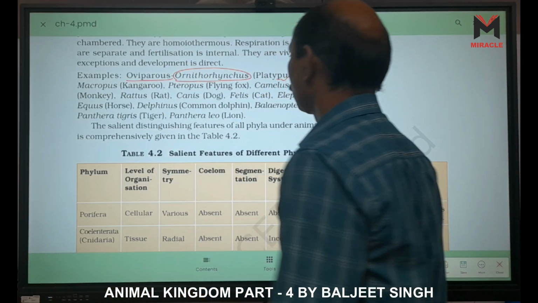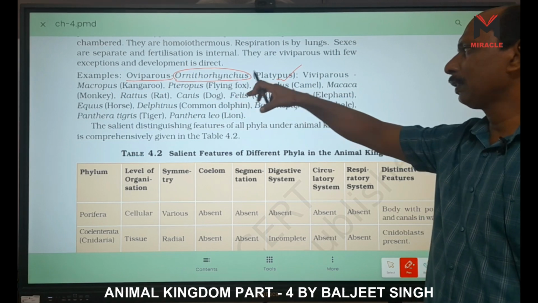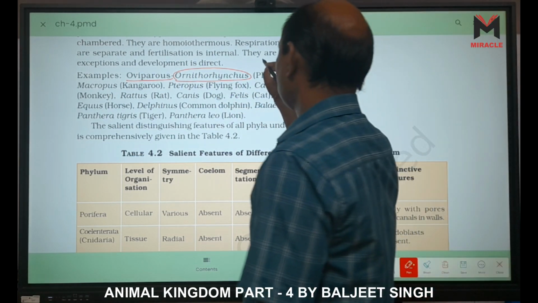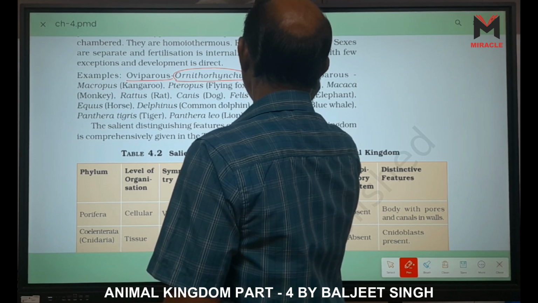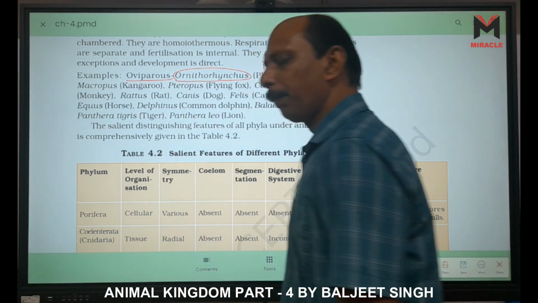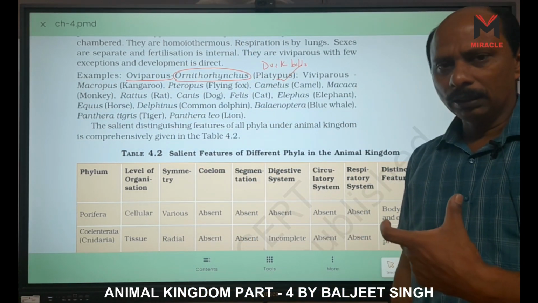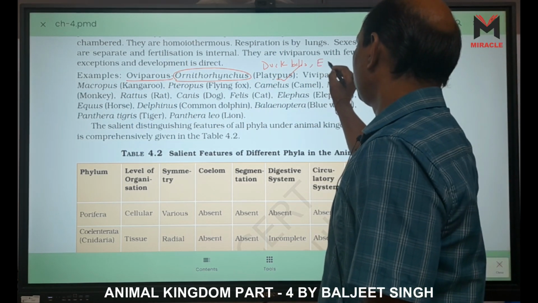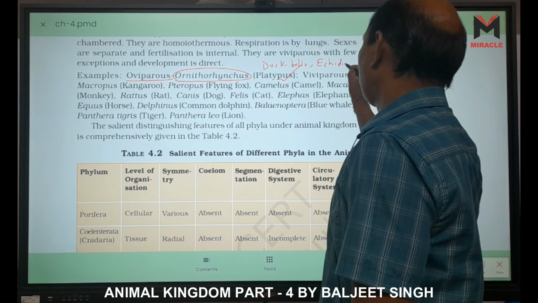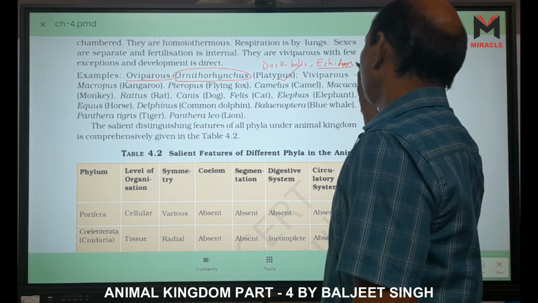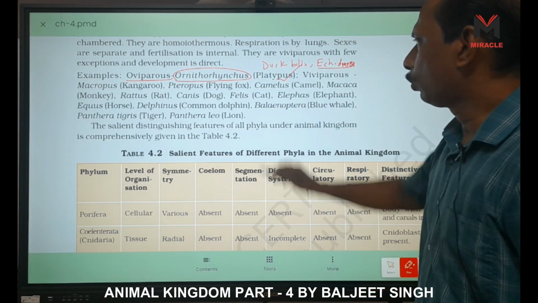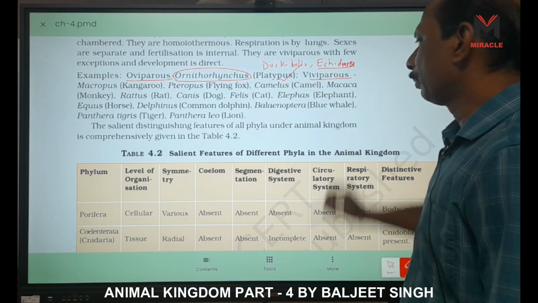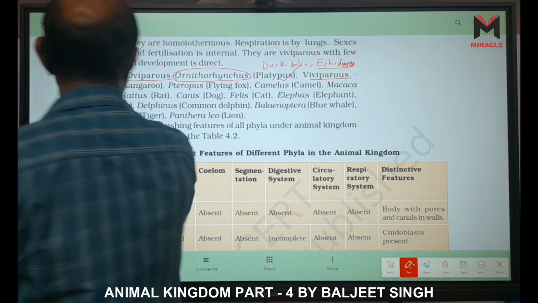platypus, right? Ornithorhynchus platypus, also called duckbill. It is also called duckbill fish; it has a beak like a duck's beak. Another one is Echidna, right? So these two belong to which one? Prototheria.